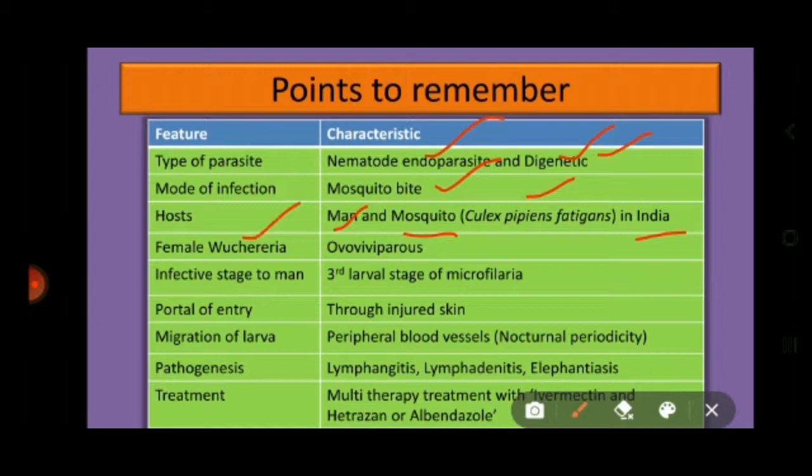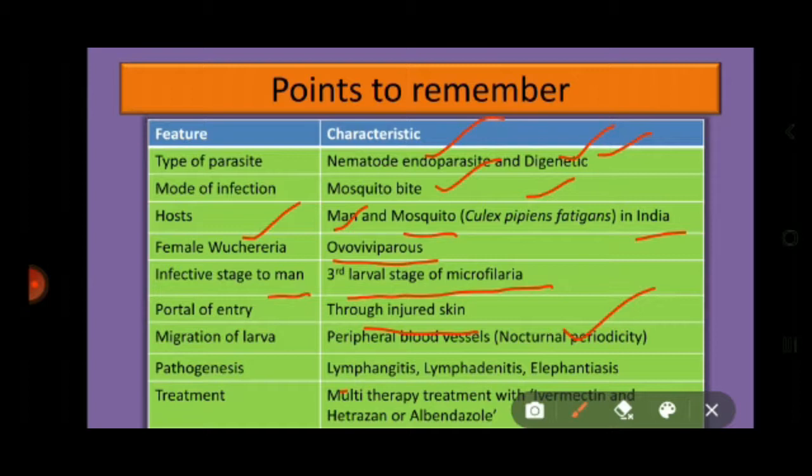And female Wuchereria is ovoviviparous. The infective stage to man is the third larval stage of microfilaria, which are elongated larvae. Through the injured skin, they enter the human host. Then migration of larvae happens during the night time, called nocturnal periodicity, especially in the peripheral blood vessels, so that the mosquito can suck the blood. When mosquitoes suck the blood, they can enter the body of the secondary host.